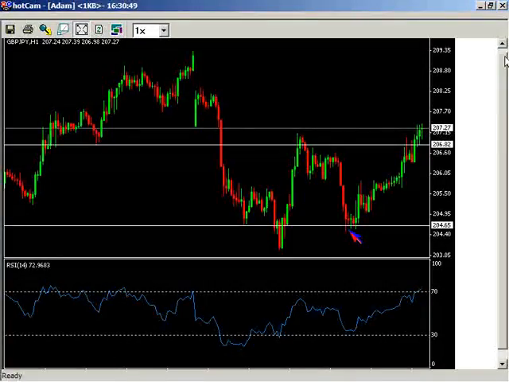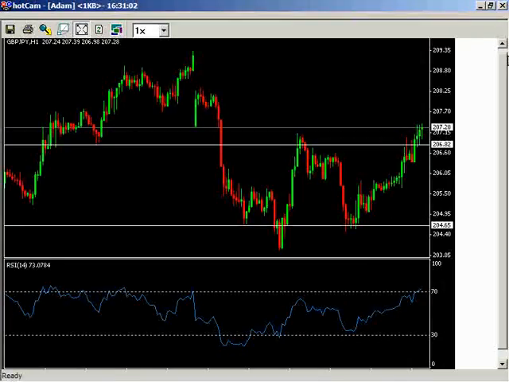If we had stayed long or if we'd re-entered at 204, we're at 207.26. Look at the RSI. Now it's above 70. Are we in an active period of time? We are. Are we closing at new highs? We are. Where could Pound Yen go? I'll tell you. I think the number is 209.